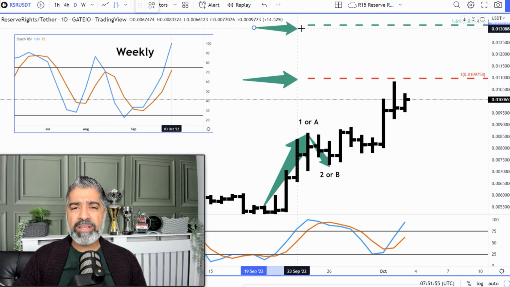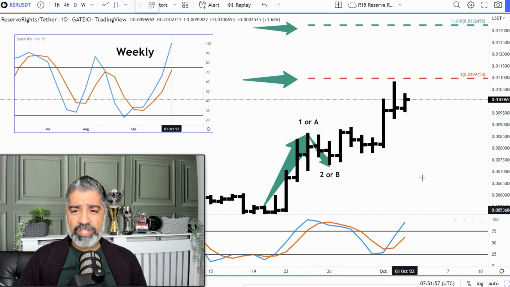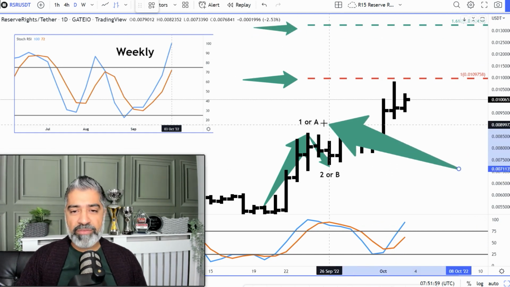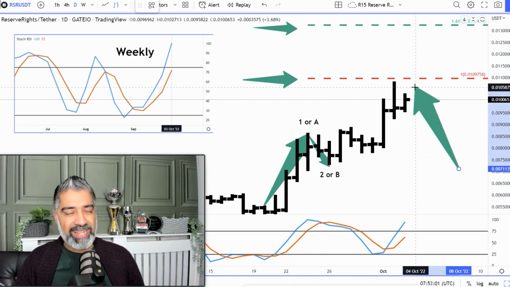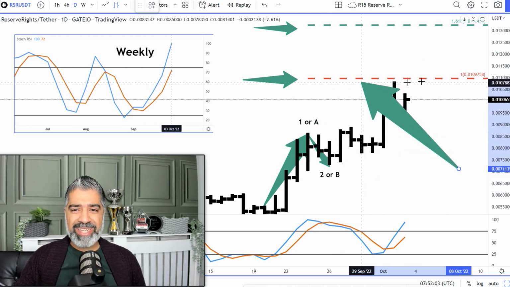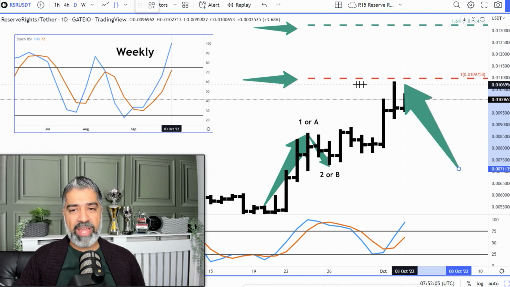Why have I drawn these? Well, let's just be conservative first. Conservative will be an A, B, C. That's more of a corrective structure. And the next key price zone is this 100% for an A, B, C.